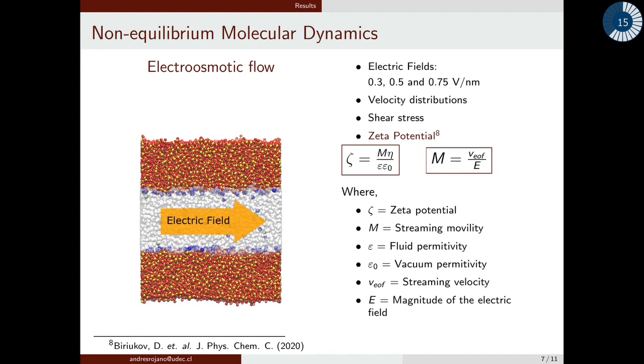Moreover, we wanted to inquire about the dynamic behavior of the system. Therefore, we conducted non-equilibrium molecular dynamic simulations in which we reproduce electroosmotic flow by applying different magnitudes of electric field to the solution. With them, we construct velocity distribution and shear stress profiles across the channel, and we also compute the zeta potential using the concept of stream mobility that is presented up here.